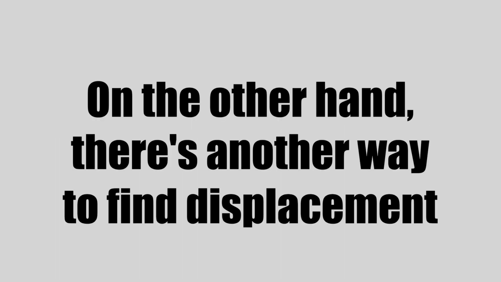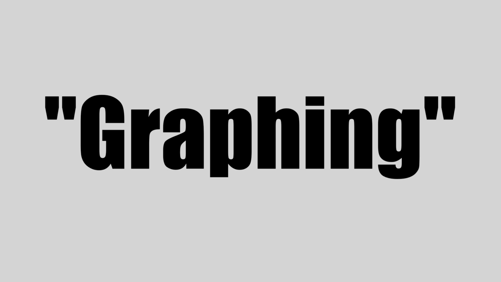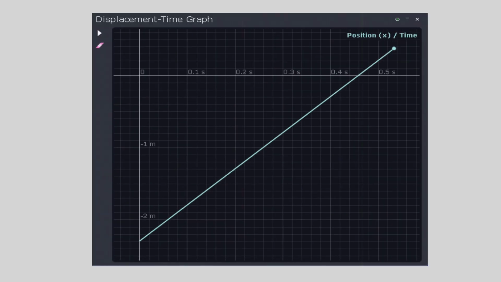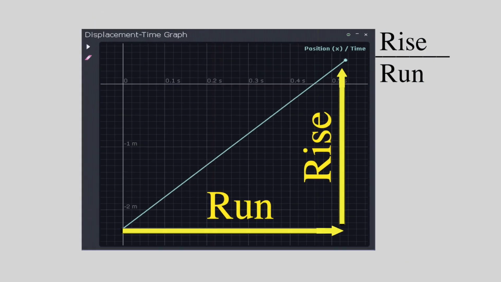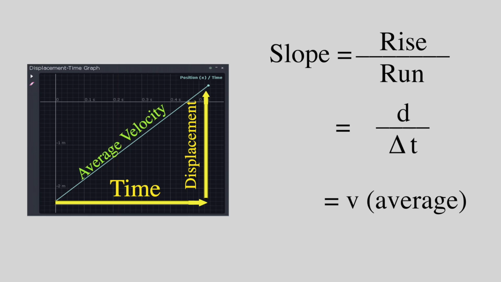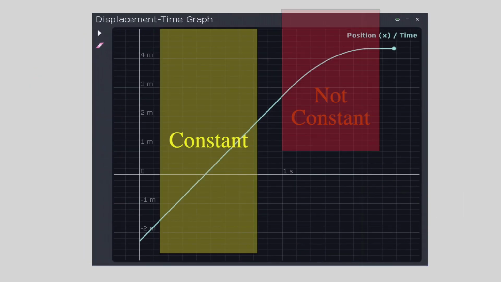On the other hand, there's another way to determine the change in displacement, and that is by graphing. Here's the displacement time graph, and as we know, the formula for the slope is rise over run. So in this graph, the rise is displacement and the run is time interval. So the slope here represents average velocity, and from the slope you can easily tell whether the average velocity over a period of time is constant.